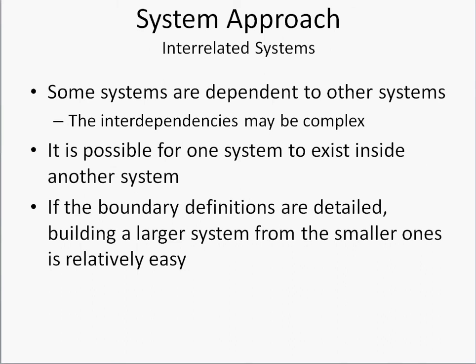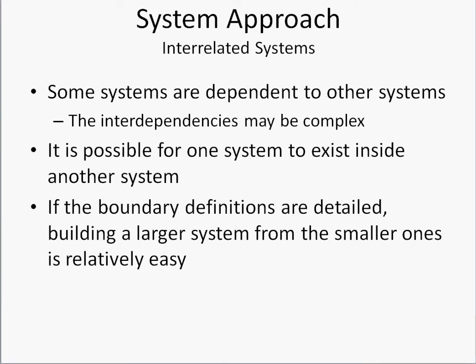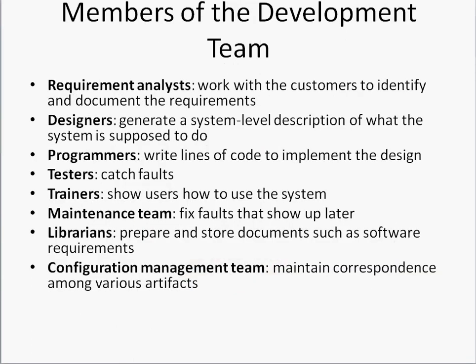Now remember that some systems are dependent on other systems, so there are interdependencies that make this prior diagram just a tad more complex. Also, it's possible for one system to exist inside another system. And if the boundary definitions are detailed, building a larger system from the smaller ones is relatively easy. This is depicted fairly well here in a layered system. We can see here that the outer shell consists of the reporting system for data. Then you have data management, communication systems, computational and processing systems, and remote data collection systems.